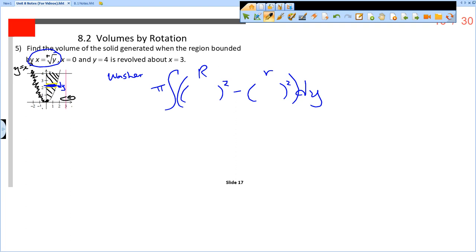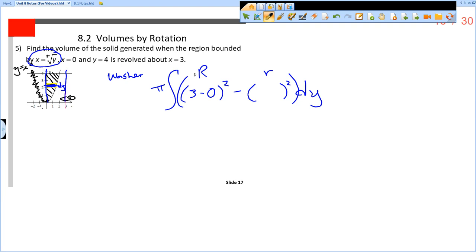All right, so big R. Remember, big R represents the distance that the furthest boundary is from the axis of rotation. So now the axis of rotation is, sorry, not y equals 3, x equals 3. The furthest boundary is x equals 0. So how far is 3 from 0? Well, we're going to say 3 minus 0, right? I take the right-hand value, which is 3, minus the left-hand value, which is 0.